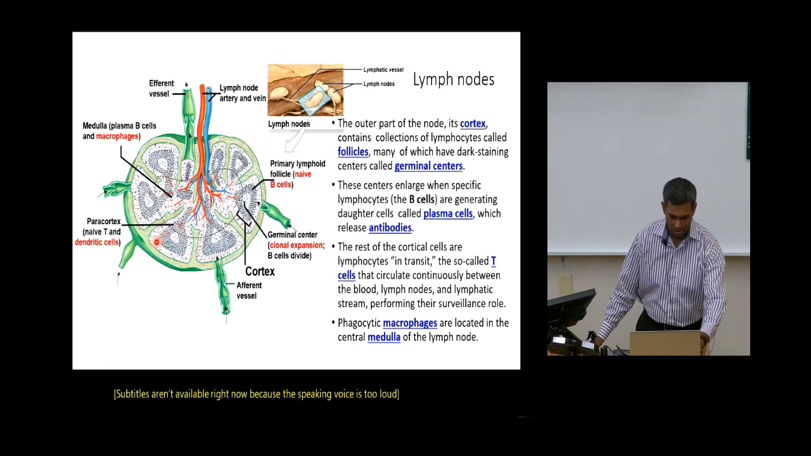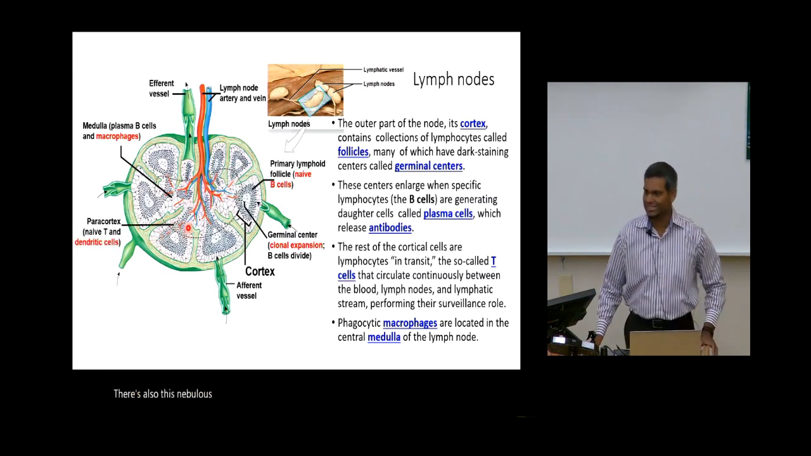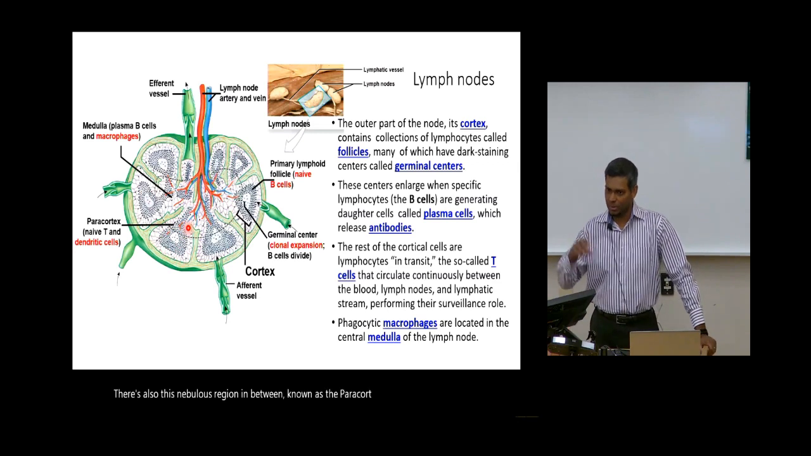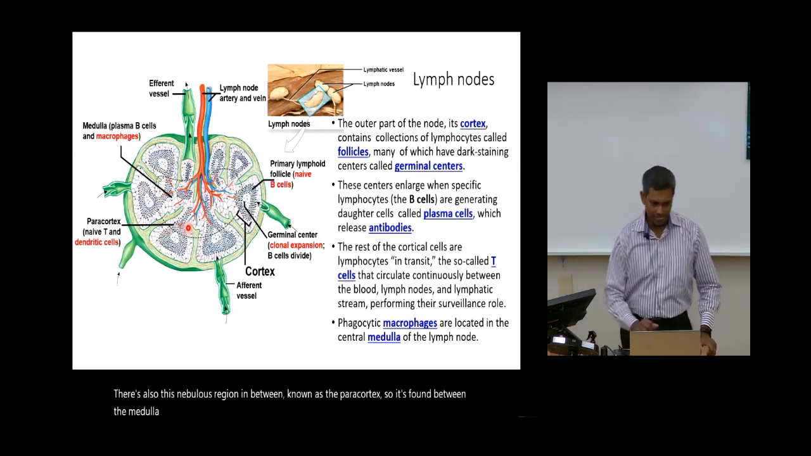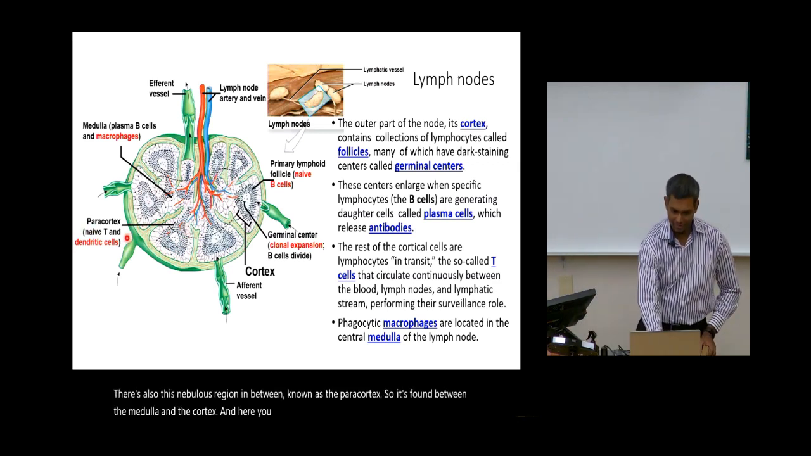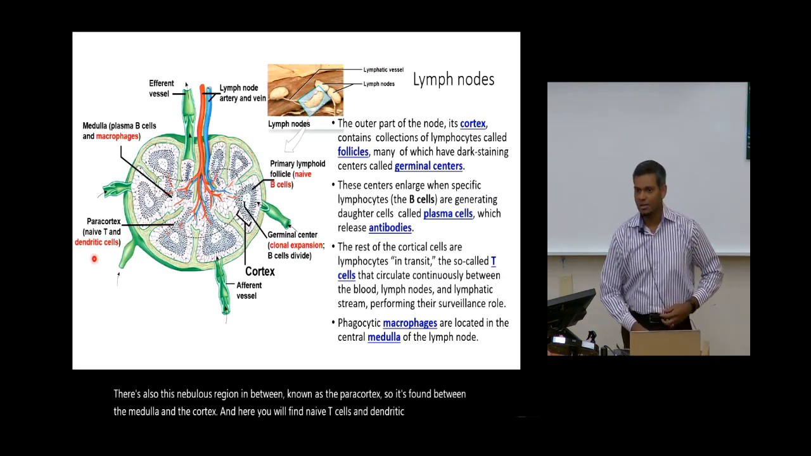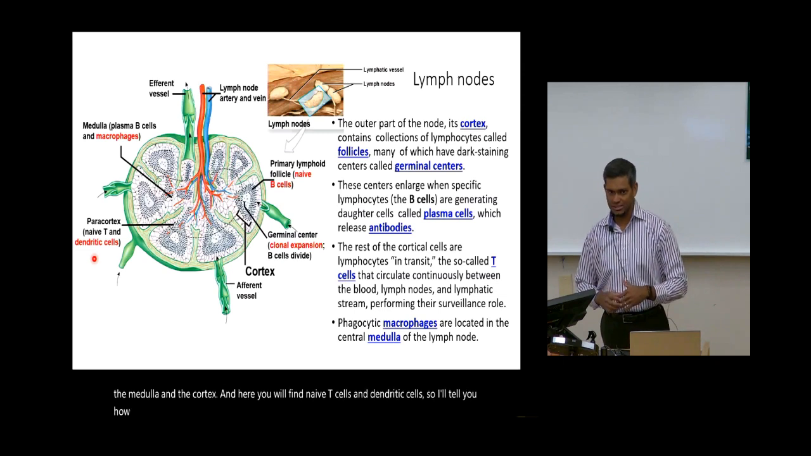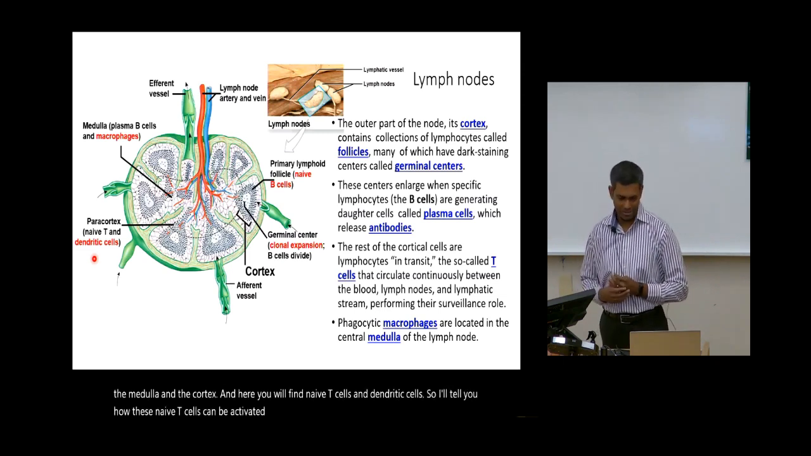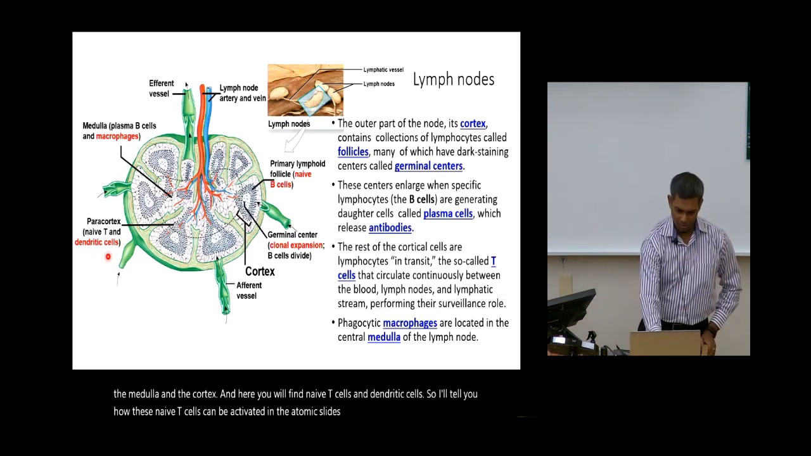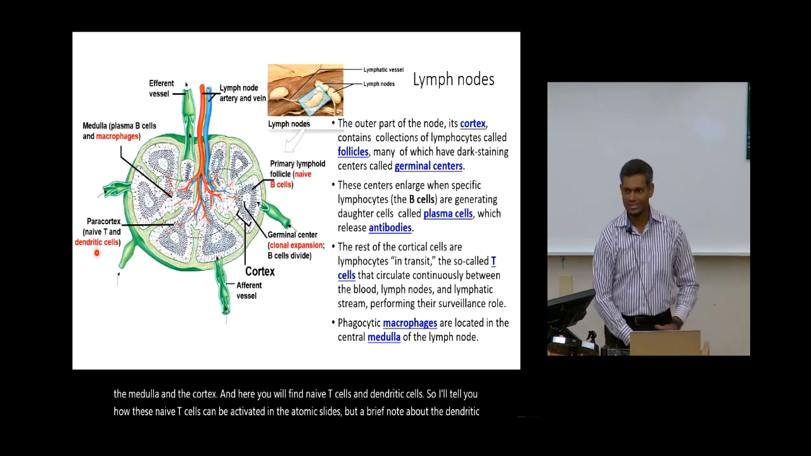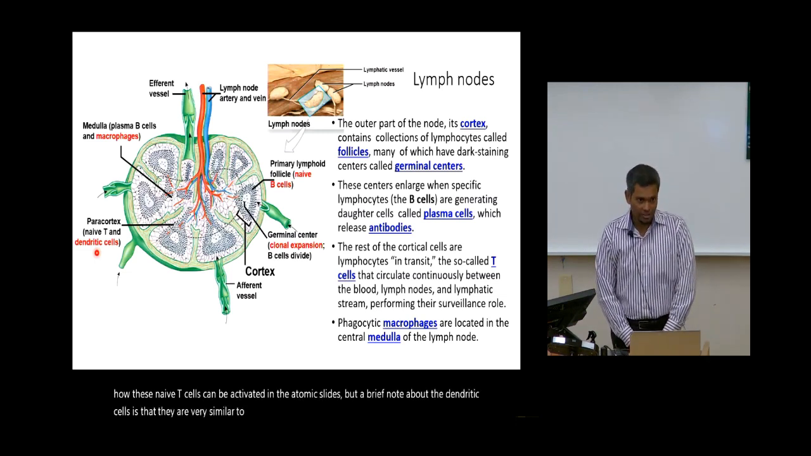There is also this nebulous region in between known as the paracortex. It's found between the medulla and the cortex, and here you will find naive T cells and dendritic cells. I'll tell you how these naive T cells can be activated in the upcoming slides. But a brief note about the dendritic cells is that they are very similar to macrophages in their functions.